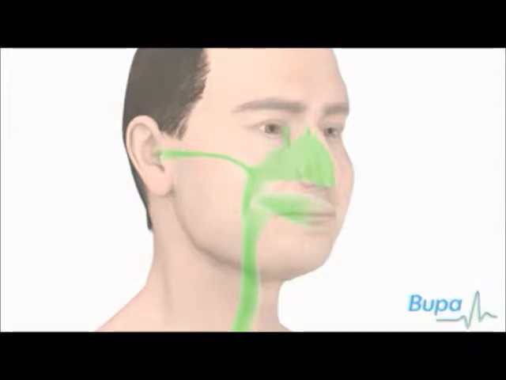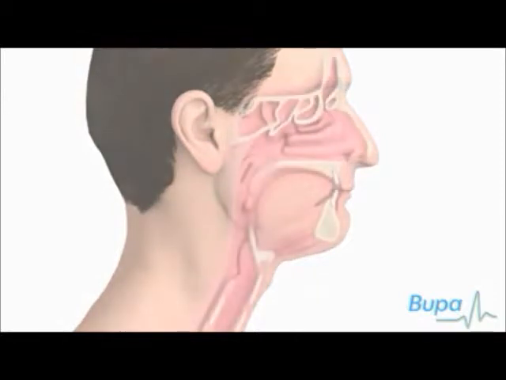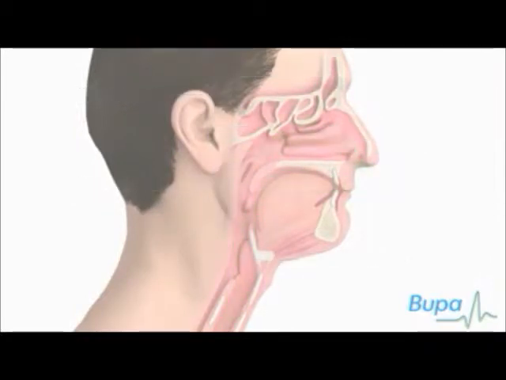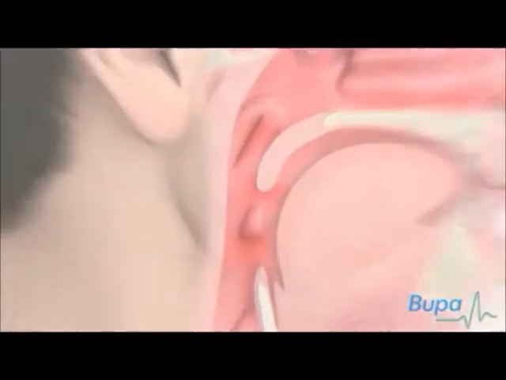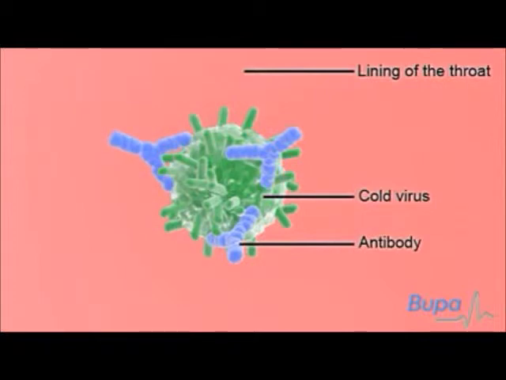Cold viruses can pass through these tubes and cavities to cause the symptoms of a cold. Cold viruses grow in soft, warm surfaces, such as your nose, throat, sinuses or airways. Infection with a cold virus causes the immune system to produce antibodies which attach to the virus and destroy it.